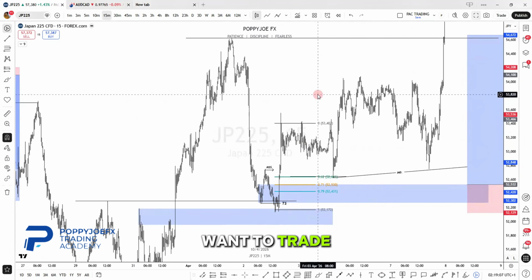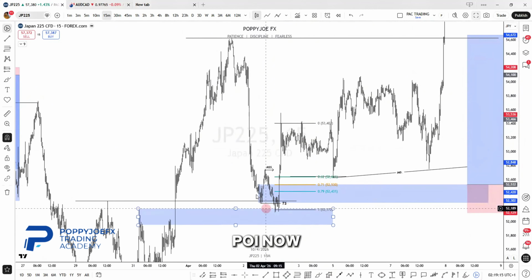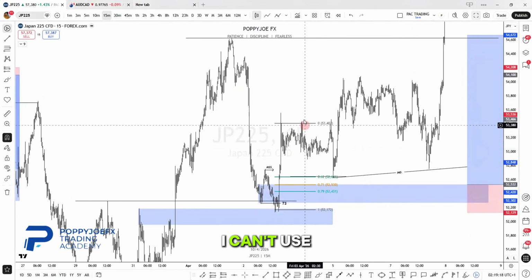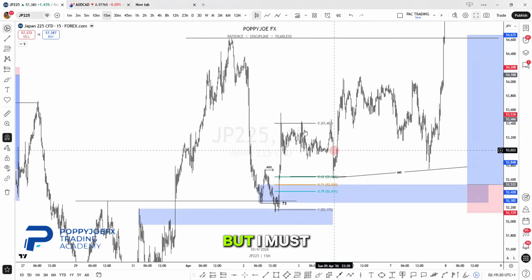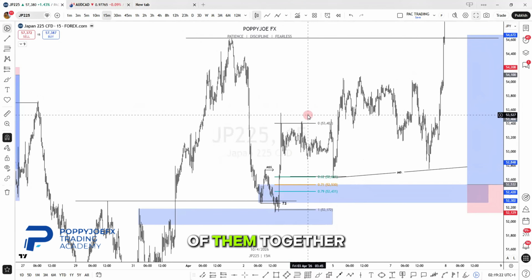Now, if you want to trade as a trader, you must choose your pattern and you must stay with it. If you are bending and trying to jump in between them, for example, because I'm using my POI now, that doesn't mean I can't use OTE anyway, but I must not mix both of them together. It's going to bring about confusion. If you want to use POI and stay with it, just choose it and love it and dive with it.